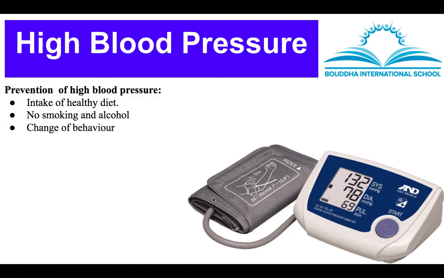A change of behavior: we should have proper mental health. We should not take too much stress. And physical exercise also helps to control our blood pressure. And periodic checkup of blood pressure, because we may not know that we have high blood pressure. So the best method is to check blood pressure periodically, so that if the blood pressure is high, we can control it immediately.